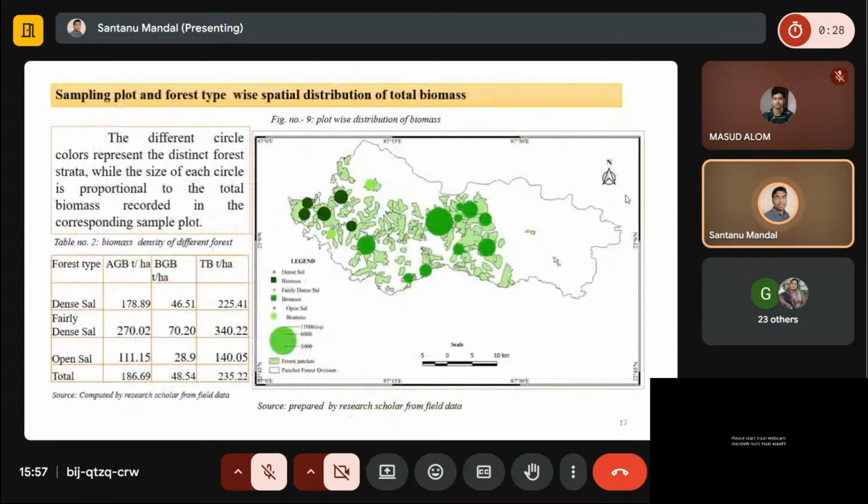This map shows the spatial distribution of biomass on sampling plots, and the table shows the biomass in tons per hectare over the total forest area. Dense forest had the second highest biomass stock in tons per hectare, 225.41, and the highest was found in the fairly dense forest, 340.22, and open sal forest is the lowest.